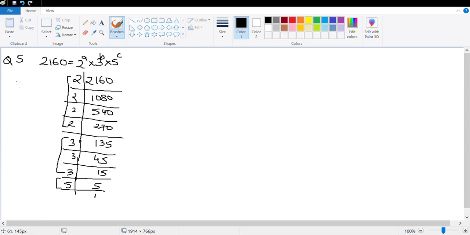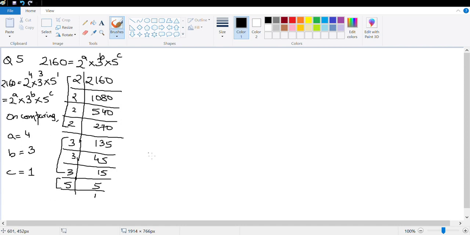So then this can be written as 2 to the power 4, 3 to the power 3, 5 to the power 1. So this is 2160, which they're writing as 2 to the power a, 3 to the power b, 5 to the power c. On comparing the powers, we get a is equal to 4, b is equal to 3 and c is equal to 1. Now this is a typical question which will have a tail question. Let's see. Hence calculate the value of 3 to the power a.